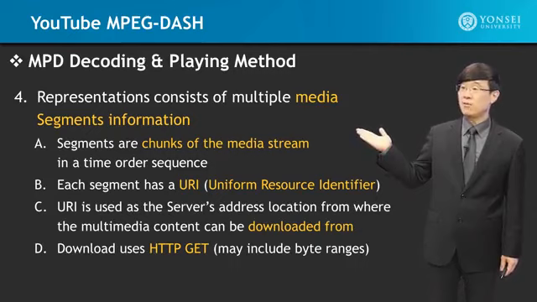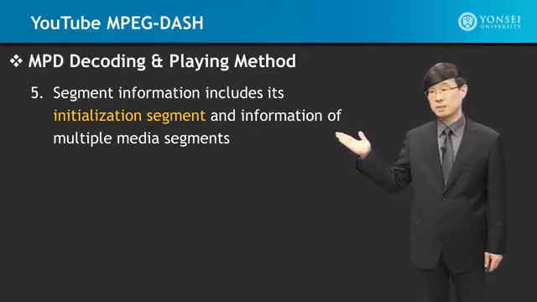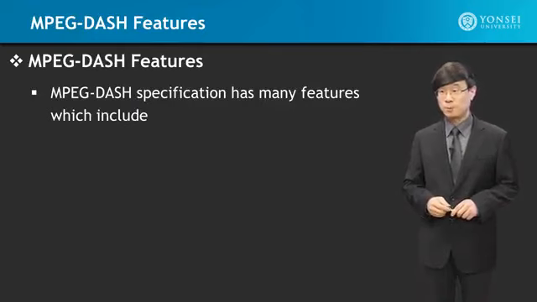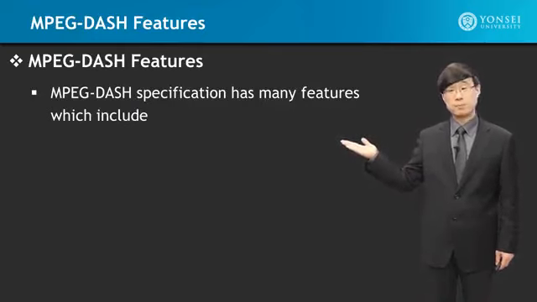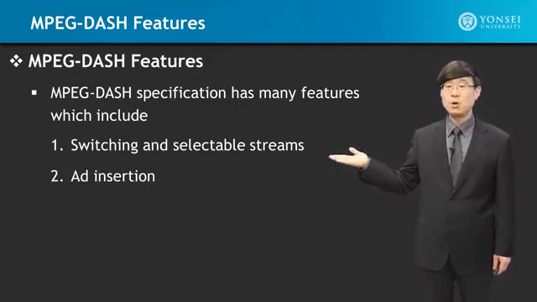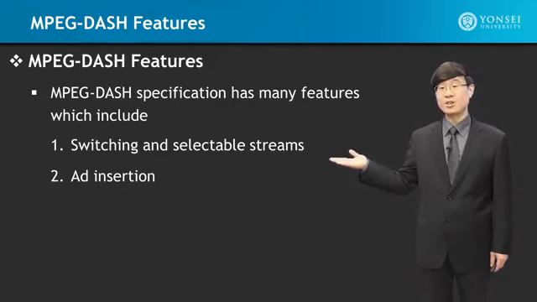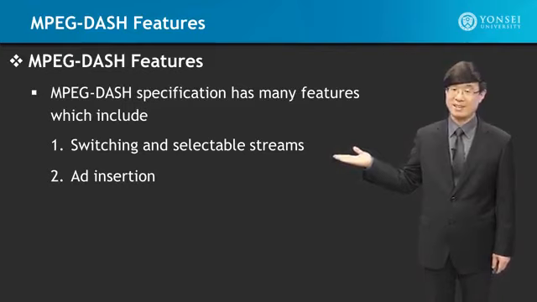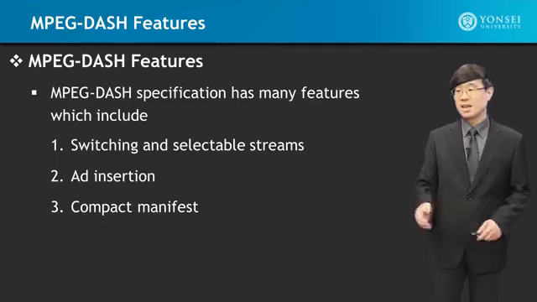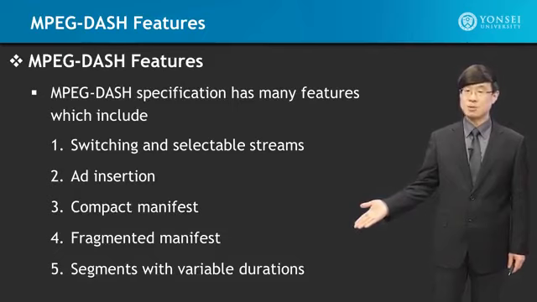Step 5, segment information includes its initialization segment and information of multiple media segments. MPEG specifications have many features, which include switching and selectable streams, ad insertion. This may seem trivial, but if you're the company that is supporting the server and video streaming, actually ad insertion may be your most important thing. Compact manifest and fragment manifest. In addition, it has segments with variable durations. All of this is used in adaptive video streaming techniques.